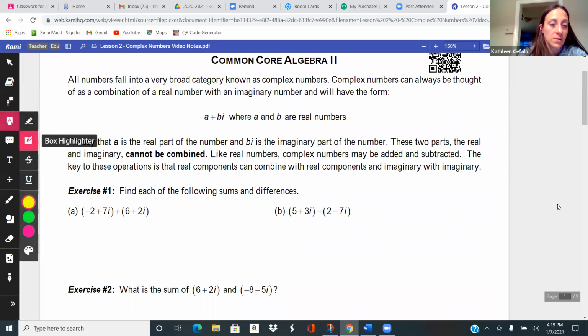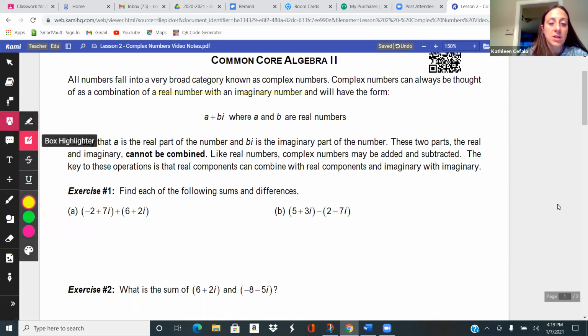So we got a real number here with an imaginary number. Okay. And it says where a plus bi, where a and b are real numbers. So take a look at that notation.